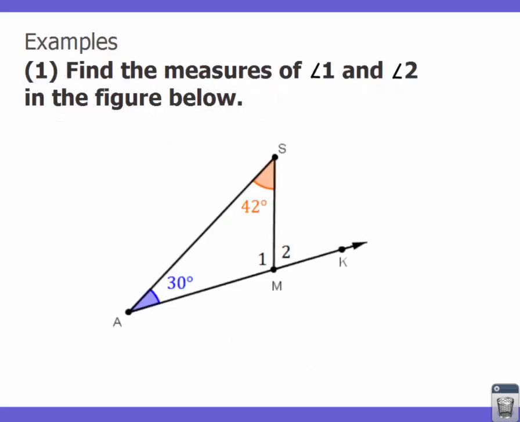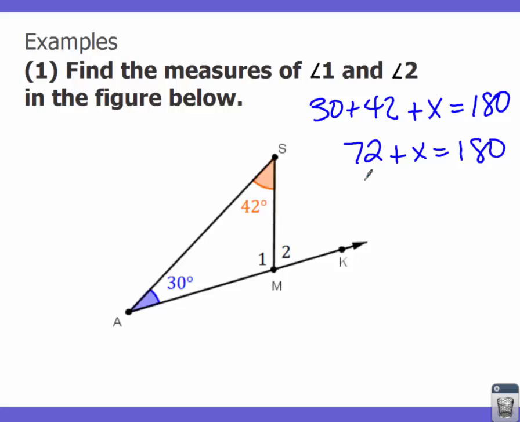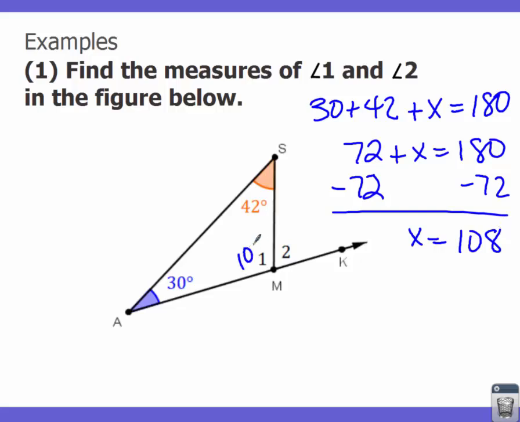Okay, so let's see about that. So here's a 5th grade problem that's dealing with the exterior angles. Now we can find angle 1 and angle 2 several different ways. If I want to find angle 1, which is an interior angle, I can add these two together, 30 plus 42 plus whatever this angle is here, we'll just call it x. I know it's going to be equal to 180 degrees. So 72 plus x equals 180. We subtract 72 from both sides, and I end up with x equaling 108.